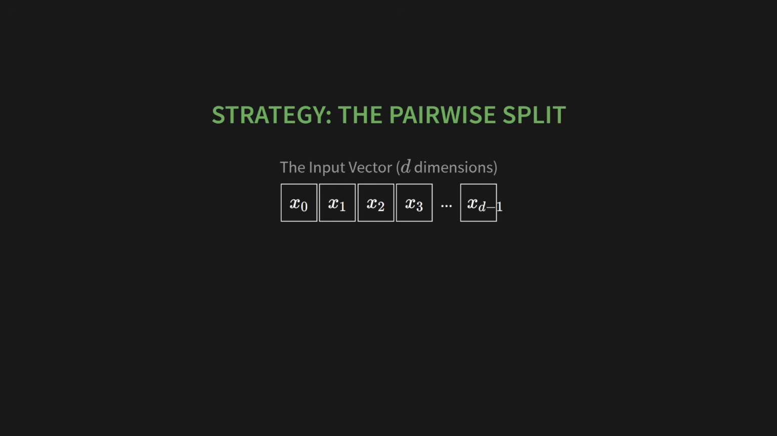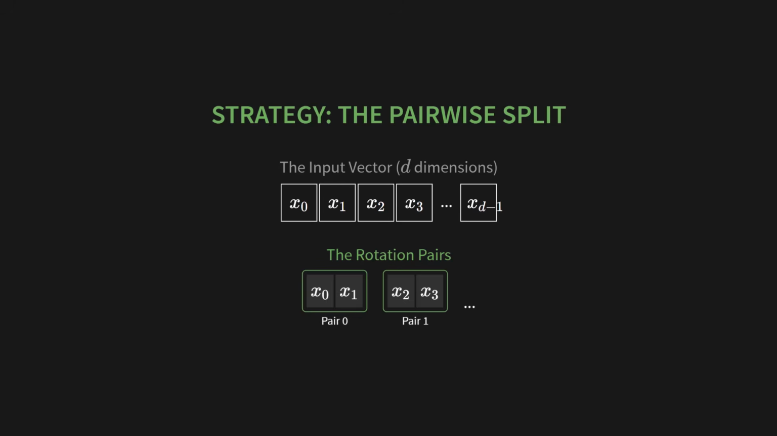Here's the core strategy. It's called the pairwise split. Imagine our input vector, x0, x1, x2, all the way down to the end. Instead of treating it as one giant block, we chop it up. As you can see in this diagram, we group them into pairs. x0 and x1 become pair 0, x2 and x3 become pair 1, and we just keep doing this all the way down the vector. Simple, right? We've turned one massive problem into thousands of tiny 2D problems we already know how to solve.